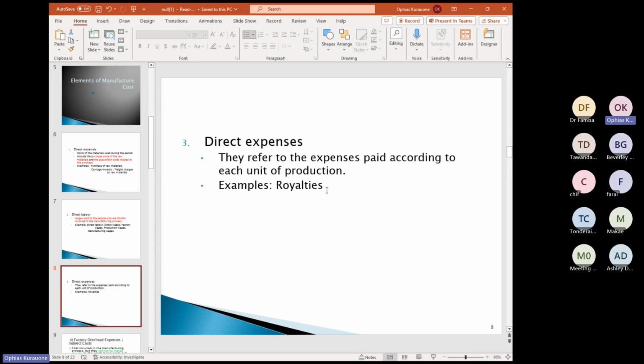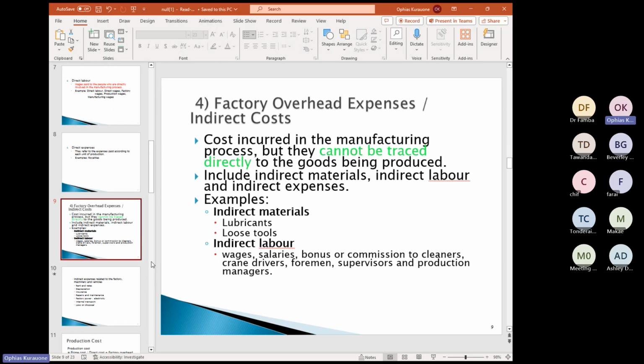In this case, maybe Coca-Cola from Switzerland or the USA, or Pepsi from the USA, then you pay a certain amount in terms of royalties. So those are the keywords. We are talking about direct material, direct labor, direct expenses. Then you go on to the next one.